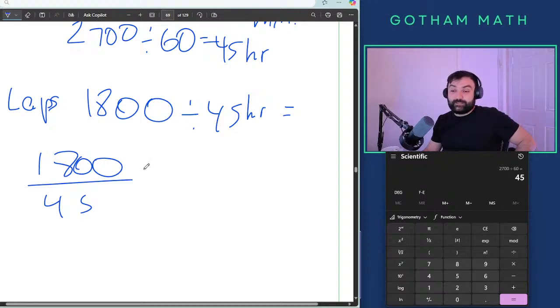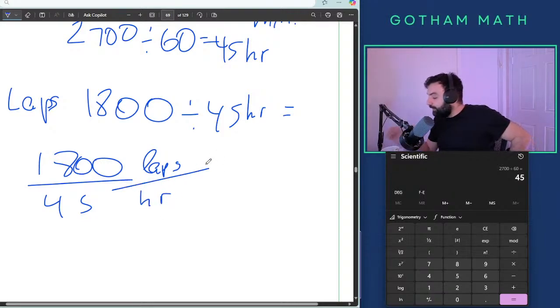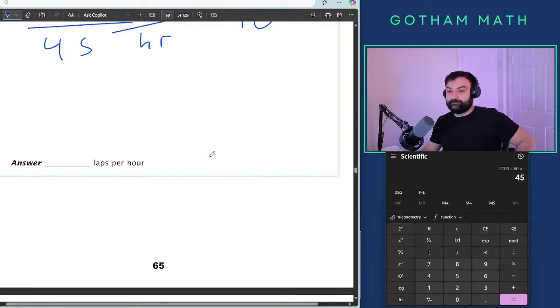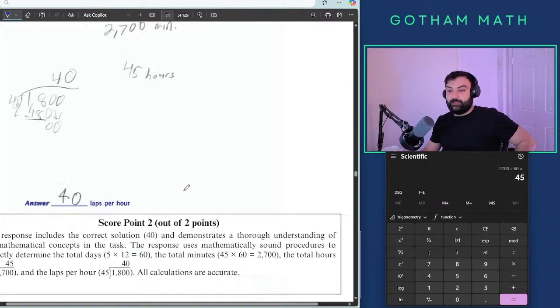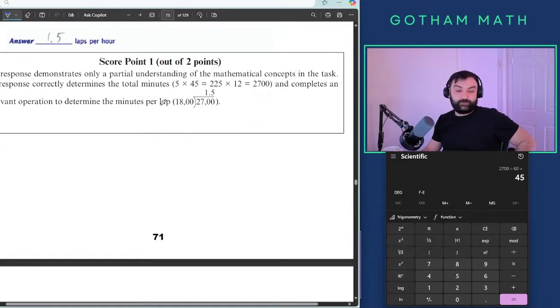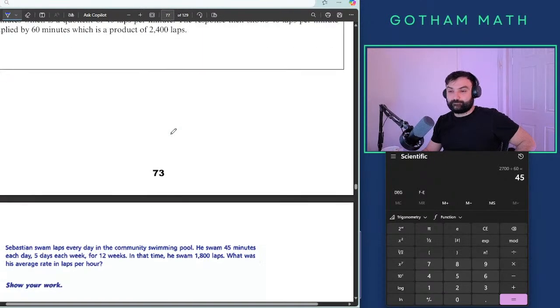That's why, look, because the laps is on top, hours is on the bottom, and it's laps per hour. Okay? So that's how it is. Oh yeah, I got it. And the correct answer would be 40. I changed. Because I just stopped where it said 45 hours. 40 laps per hour. Okay. Let's go ahead and just go to the next question right away. What is it? Next question.